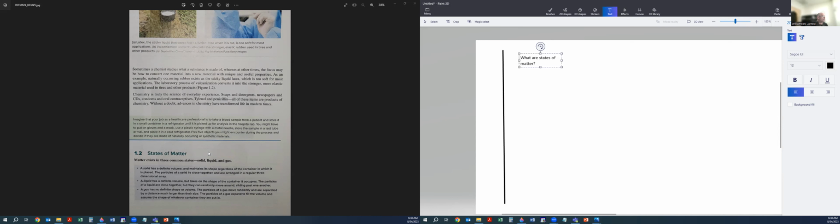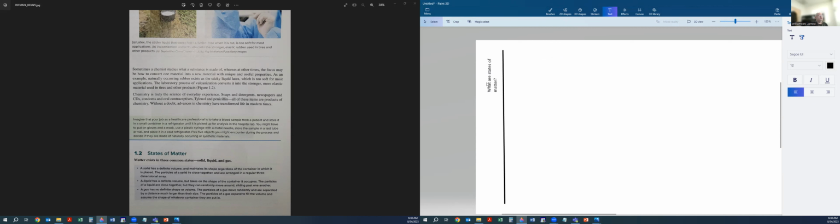Okay. So as an example, I chose one of the parts of the textbook. Section 1.2 says states of matter. And I'm using Microsoft Paint as my sheet of paper. Here it says states of matter, it's like the header. What I did is I turned it into a question. So I write down, what are states of matter?